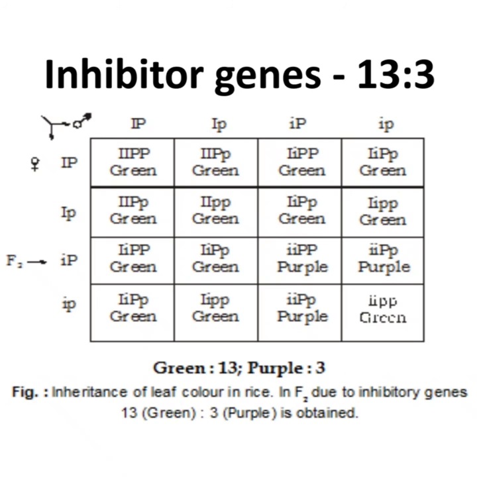Here in this image, you can see the gametes formed by the F1 generation: capital I capital P, capital I small p, small i capital P, small i small p. And the ratio obtained is 13:3. 13 is green and 3 is purple. This is the inheritance of leaf color in rice in the F2 due to the inhibitory genes, and the ratio obtained is 13 green and 3 purple.